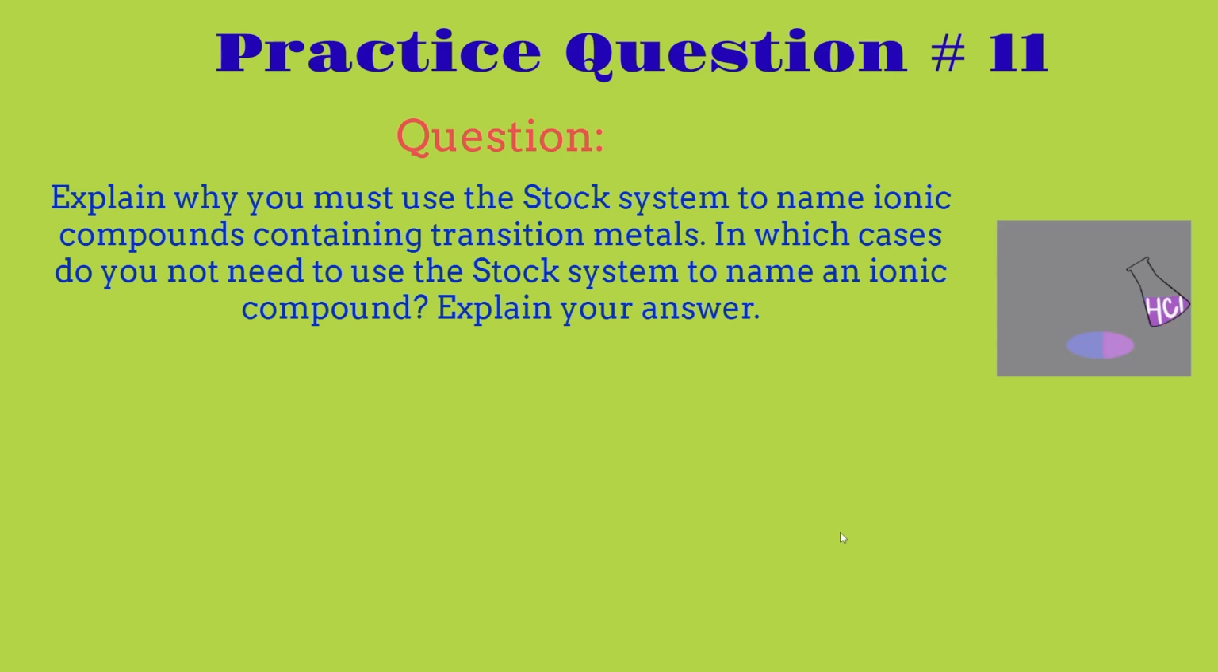And we won't use the stock system for normal ions, such as sodium. Sodium only has one type of cation, so we're not going to need the stock system, because we don't need to specify which type of cation it is, since it only has one. So let's look at the answer and see what it says.